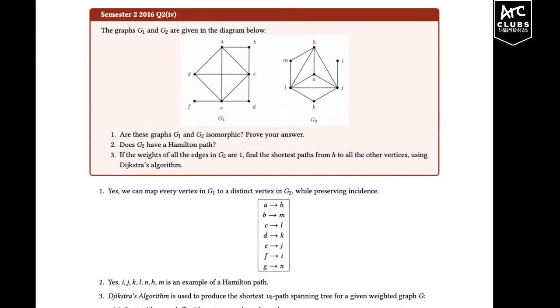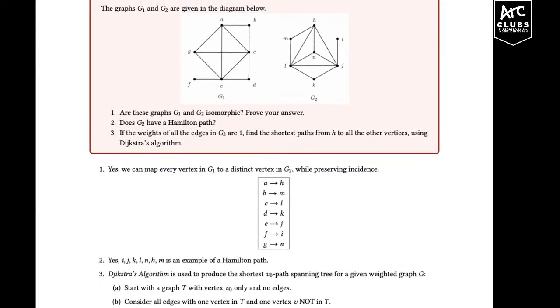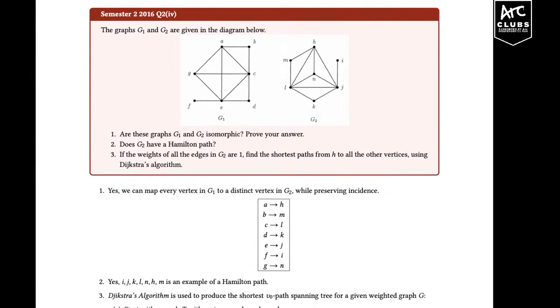Okay. Part 2 asks, does G2 have a Hamilton path? Again, this is a pretty simple question, and the answer is yes, because a Hamilton path just has to visit every vertex exactly once, and it doesn't have to return to the same vertex since it is a path. So you can say any path in this case, and I've just written one down here, which is I, J, K, L, N, H, M.